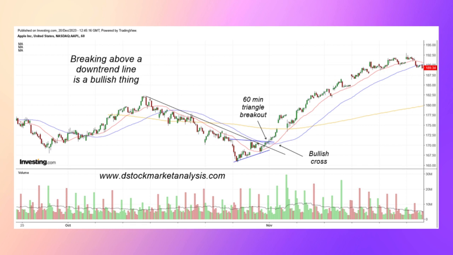Now, after looking at the weekly chart, we want to look at the 60-minute chart as well. That's where we zoom out and then we zoom in to the 60-minute chart to look at what is happening in the shorter time frame. As you can see, the stock actually made a triangle. You can connect the lows and the highs, and there's a triangle.